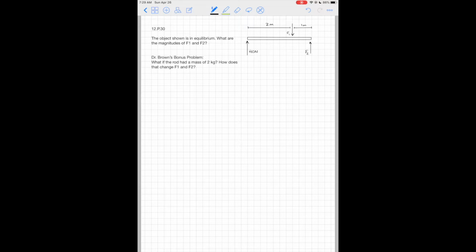I have a little addendum problem, a little bonus problem. What if the rod actually had mass? Notice that we didn't say in the original problem the rod had any mass. So what if the rod had a mass of 2 kilograms? How does that change F1 and F2?